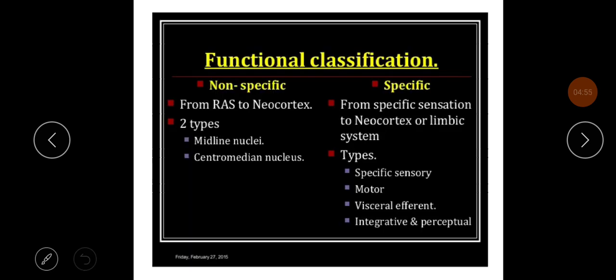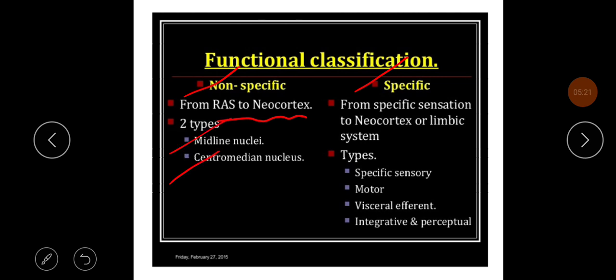Now the functional classification. Some of the functions of the thalamus are non-specific, and some of them are very specific. The non-specific ones include the information which is coming from the RAS and going to the neocortex. Usually they relay in the thalamus in the midline nuclei and the centromedian nucleus.